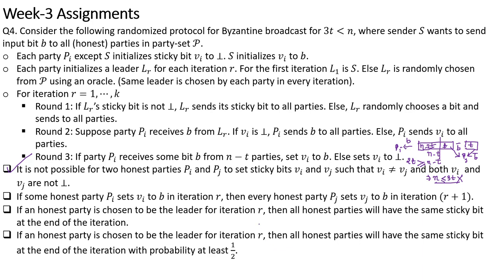Now what happens after the end of iteration R plus 1? So let's see how the protocol proceeds. In each iteration, at first some leader is chosen randomly. Now it can be the case that some party with input B is chosen as leader, or it can be the case some party with input bot has been chosen as the leader. For the first case, that some party with input B has been chosen as the leader, then it will send bit B to all the parties.